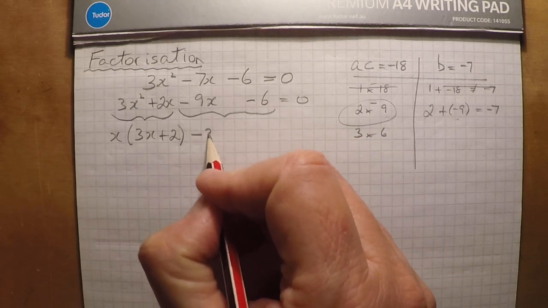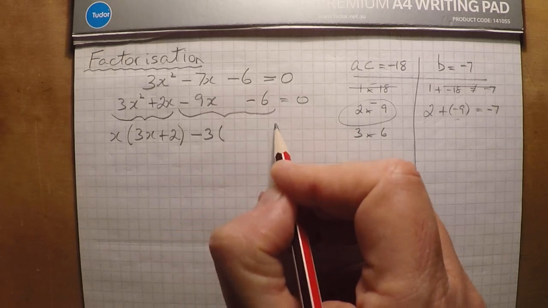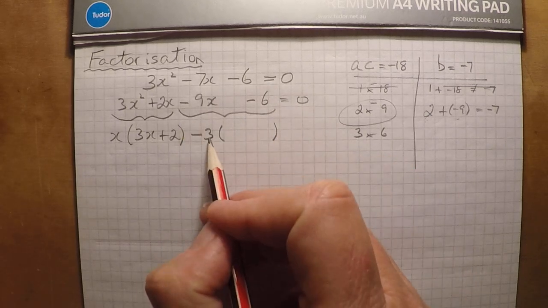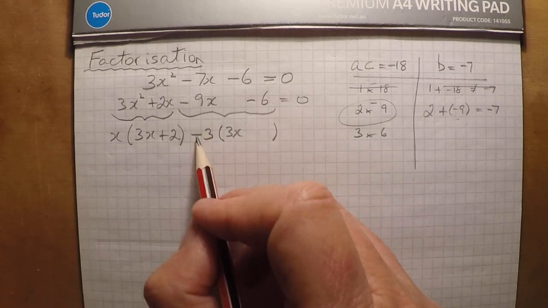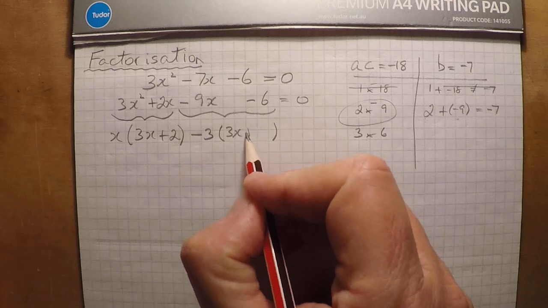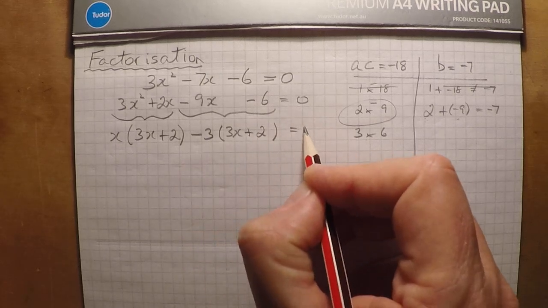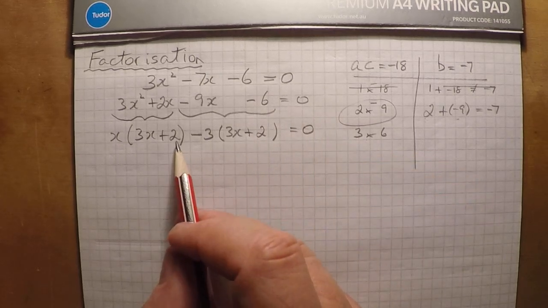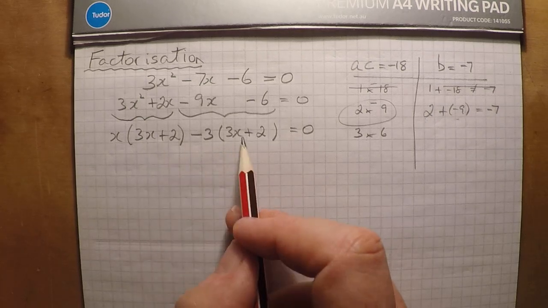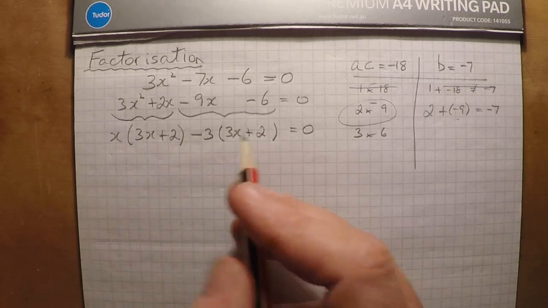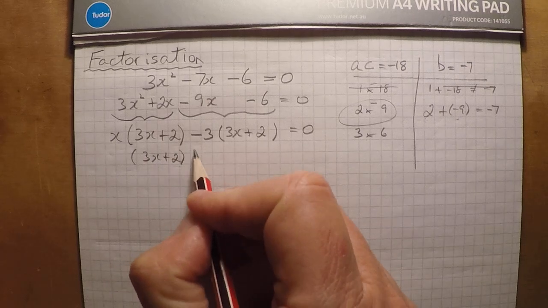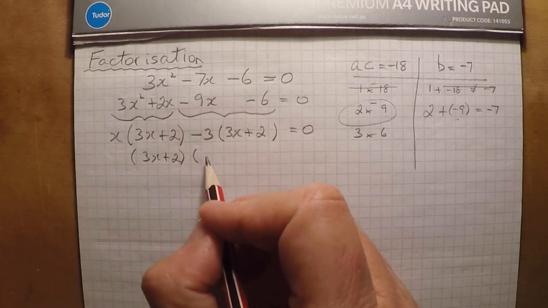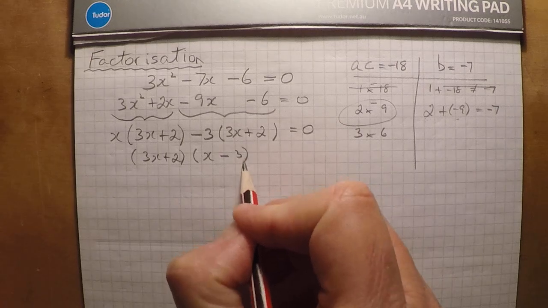So I'll take a -3. -3 as a factor of -9x is 3x. -3 as a factor of -6 leaves positive 2. The brackets are the same. That's what we need. These brackets are now a common factor of the first and the second term. 3x plus 2, x minus 3 equals 0.